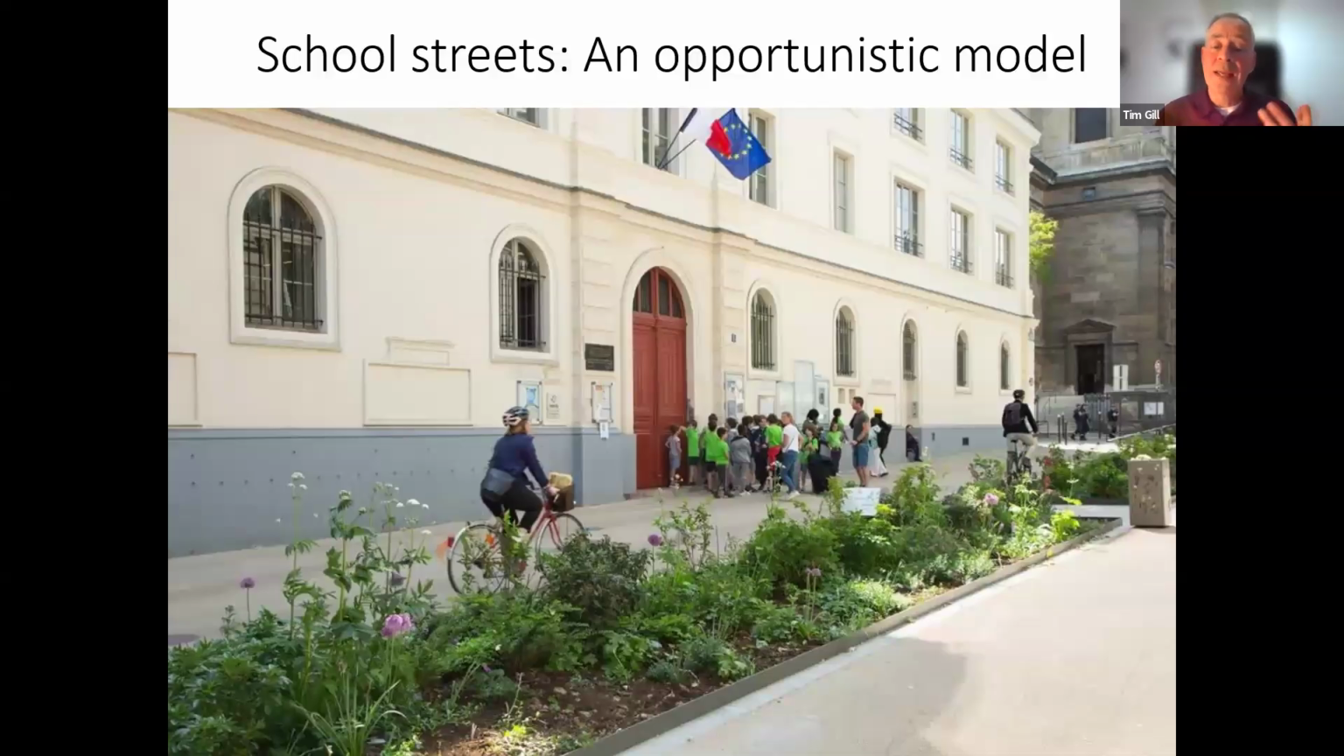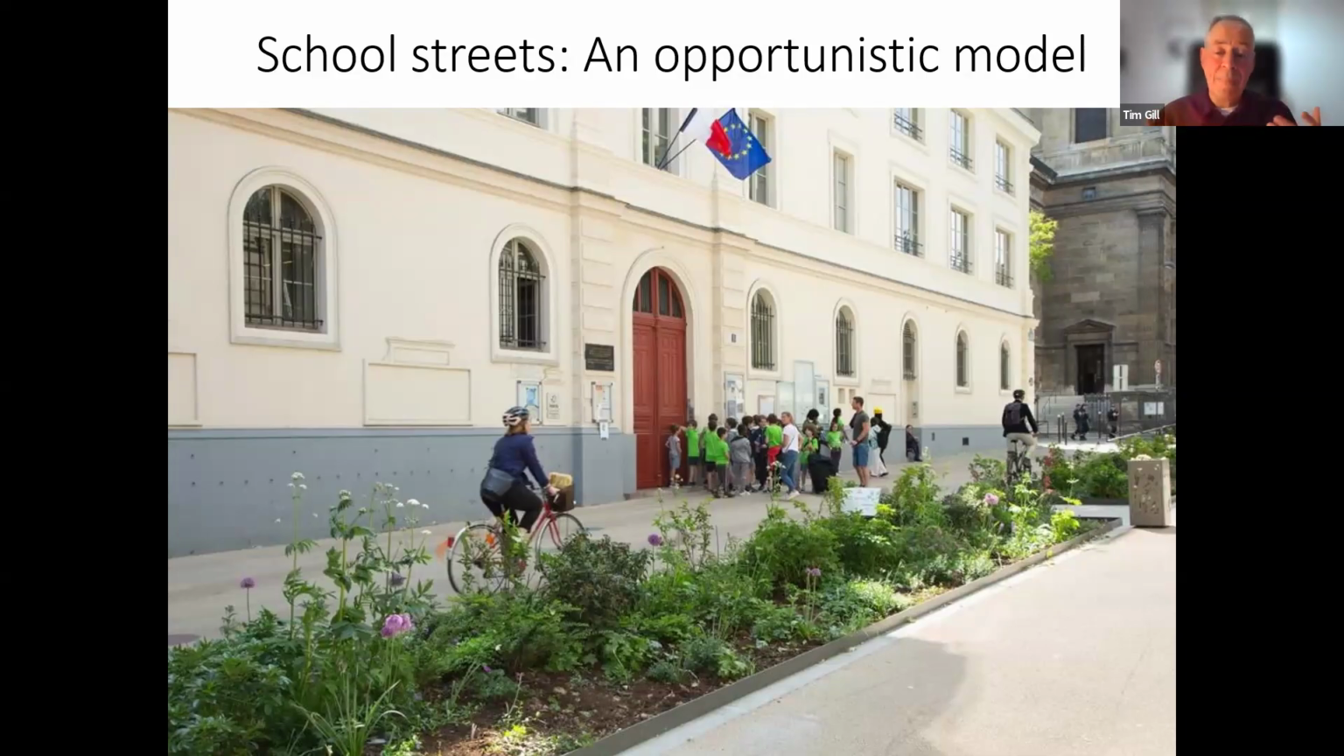School streets are a really interesting example of an opportunistic model. And one of the best cities that's shown that is Paris. Paris has carried out something like 300 school street interventions. And in the case of Paris, they've actually closed the streets 24/7. So it's not just a stewarded event that happens maybe an hour twice a day.